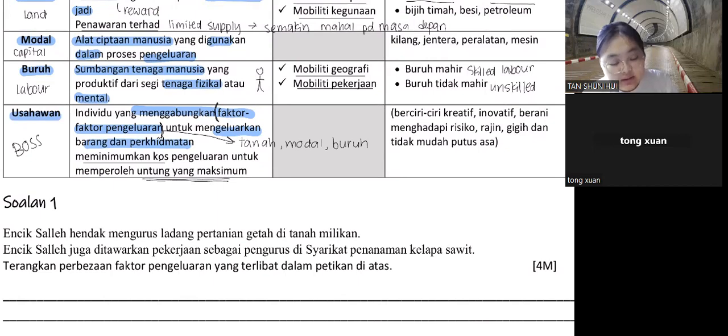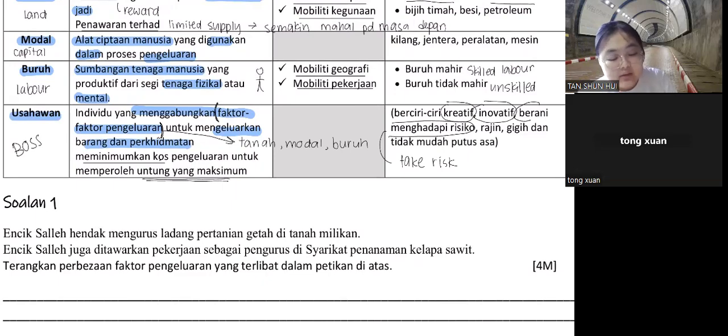All right. Now, normally, an usahawan, they must be what? Very creative. They must be innovative. They must be, okay, menghadapi risiko, able to take risk. Okay, rajin, gigih, tidak mudah putus asa, and never give up.